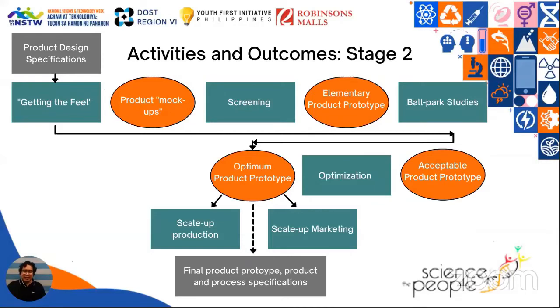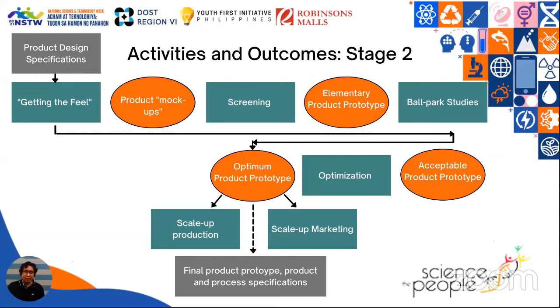Okay, so after screening, yung outcome there would be elementary product prototype. And once we have the elementary product prototype, we can then start with ballpark studies. So here in ballpark studies, we set variable limits, consider variable interactions, basic packaging, and consumer testing. So dito natin ginagawa yung consumer testing. We have to know if our prototype is acceptable to our consumers. And once acceptable yung product prototype natin, then we can go to the next activity, which is optimization.